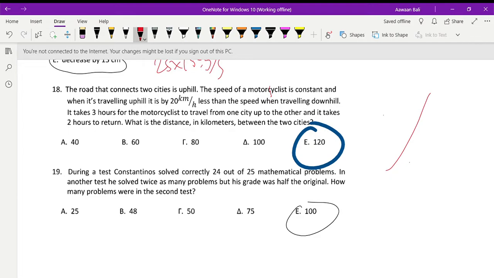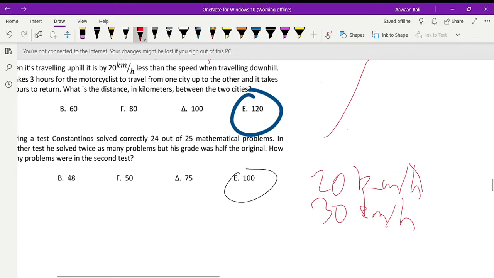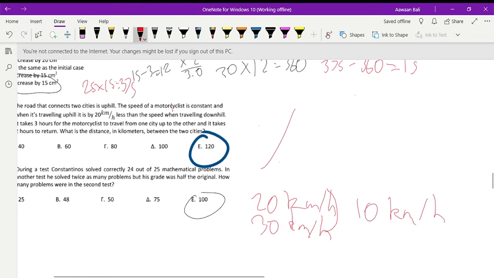So first we take like 60. So 60 divided by 3 is 20. So when it's traveling up, we can say it's 20 kilometers per hour. Meanwhile, when we have 60 divided by 2, 30 kilometers per hour. The difference is 10 kilometers per hour. However, it says it's 20 kilometers per hour. It's saying that the difference has to be 20 kilometers per hour, which means it's wrong.